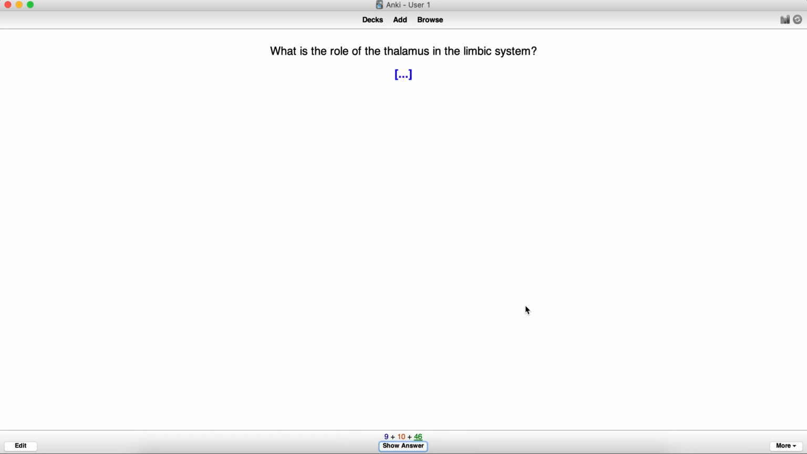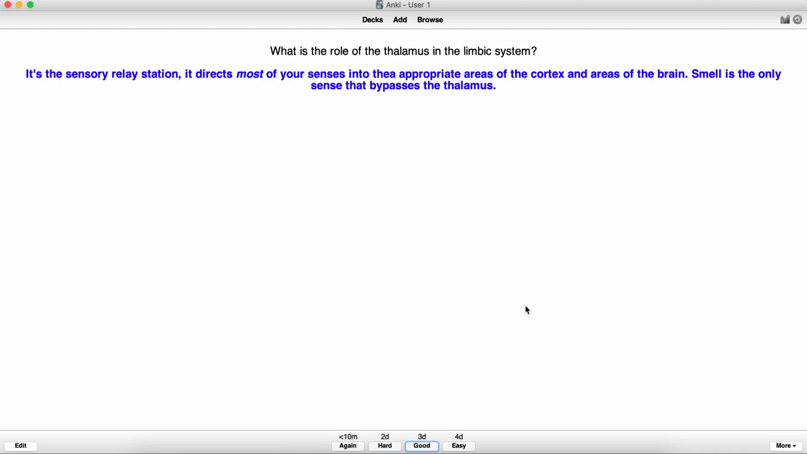What is the role of the thalamus in the limbic system? Forgot. Okay, thalamus is a sensory relay station. It directs sensory information into areas of cortex and areas of the brain. Smell is the only sense that bypasses the thalamus.